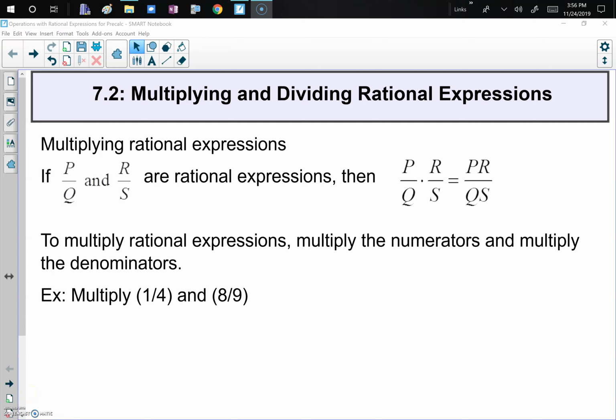This video will review how to do algebraic operations on rational expressions. We'll first start with multiplying and dividing and move to adding and subtracting a little bit later in the video.